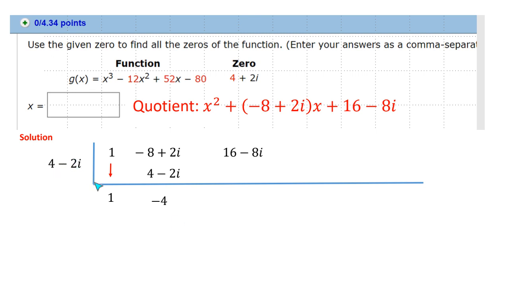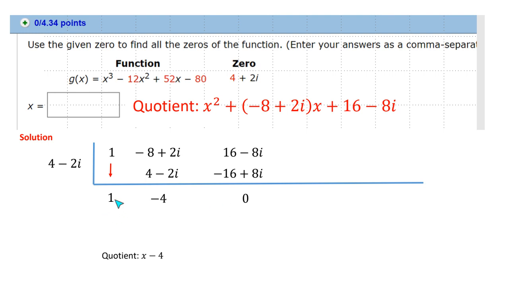1 times 4 minus 2i is 4 minus 2i. -8 plus 4 is -4. 2i plus -2i is 0. And then I'm going to multiply 4 times -4, which is 16. 2i times -4 is positive 8i. And I get the 0, which is good.